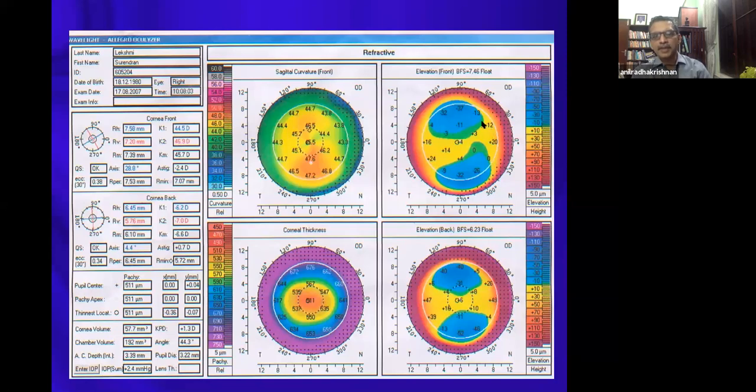This is the elevation map I was talking about. Compared to the best fit sphere, some points are below, some points are above. This is the best fit sphere for the back surface. Based on these, you measure the corneal thickness also, so you can have a quad map. You can have a look at all four and look at the abnormalities.